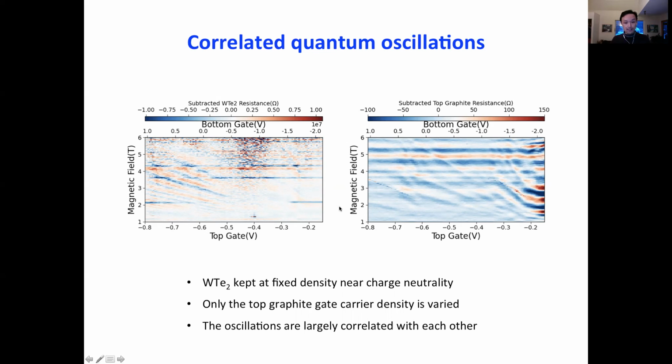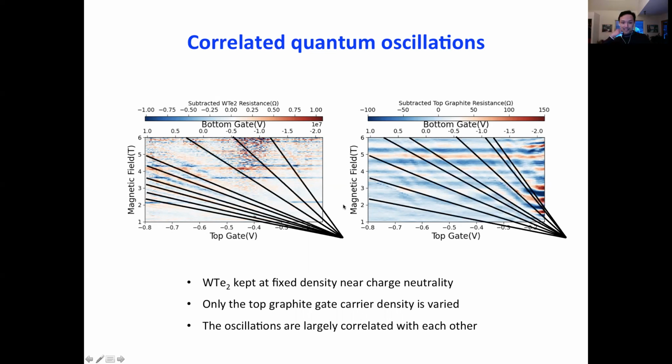And in fact, you can find the Landau fans for both of these layers, and they match very well with each other. And they also both originate from the same origin, which is the charge neutrality point of the top gate graphite.